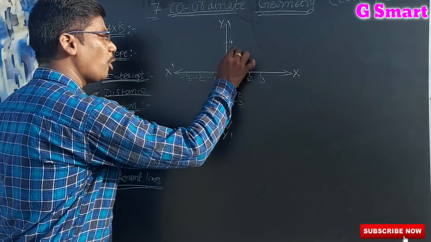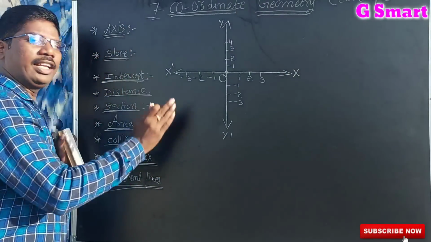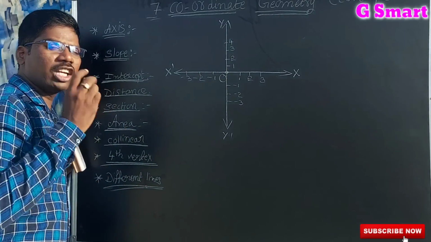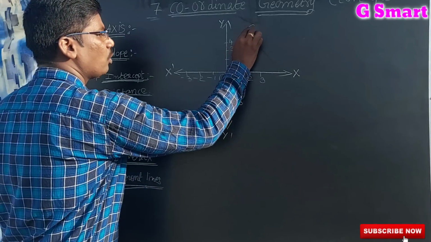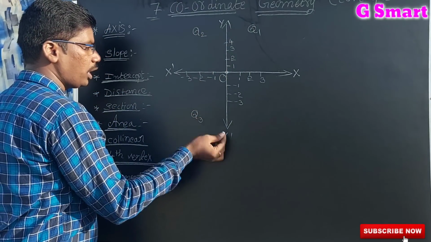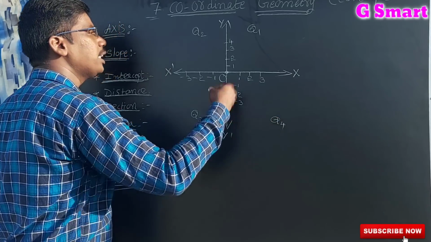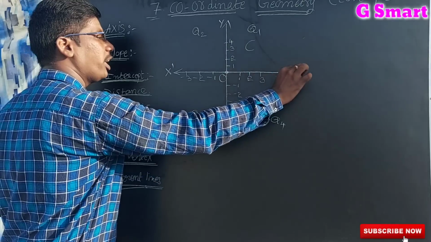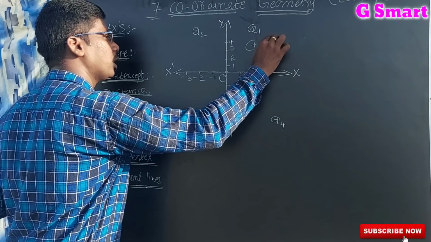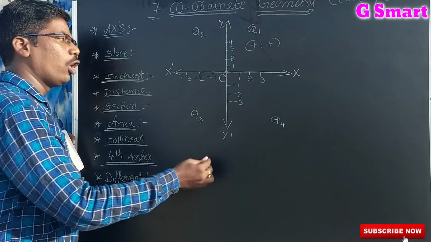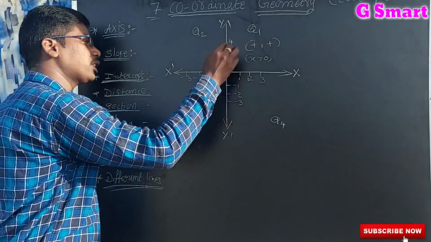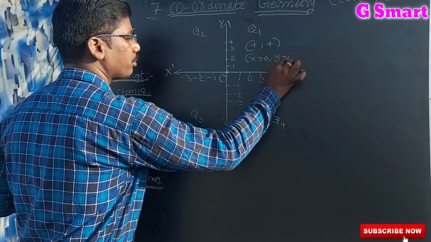Now observe clearly, the total plane is divided by the x-axis and y-axis into 4 equal parts. Each part is called a quadrant. This is the first quadrant Q1, this is the second quadrant Q2, this is the third quadrant Q3, and this is the fourth quadrant Q4. In quadrant 1, the x values are positive and the y values are positive, so plus and plus, that is x greater than 0 and y greater than 0, because the first element is x and the second element is y.